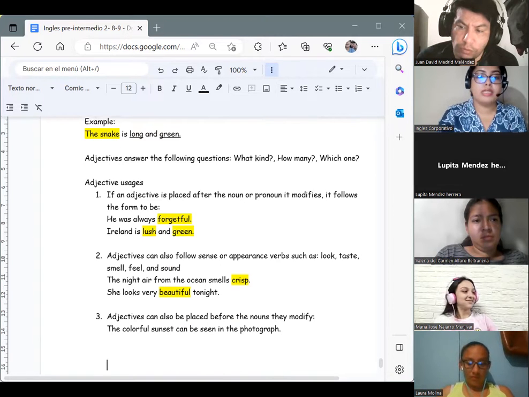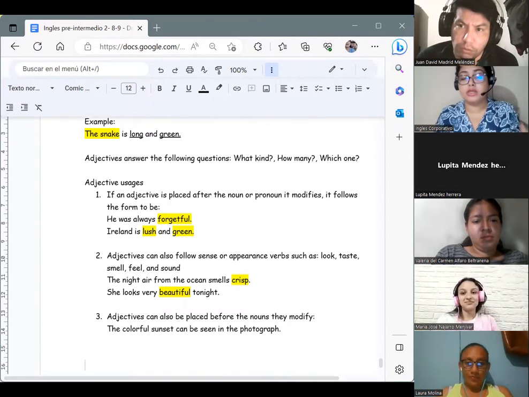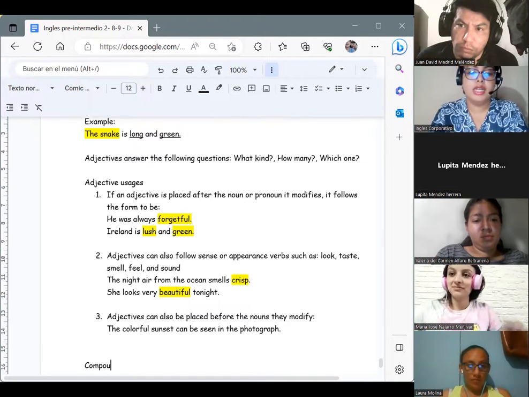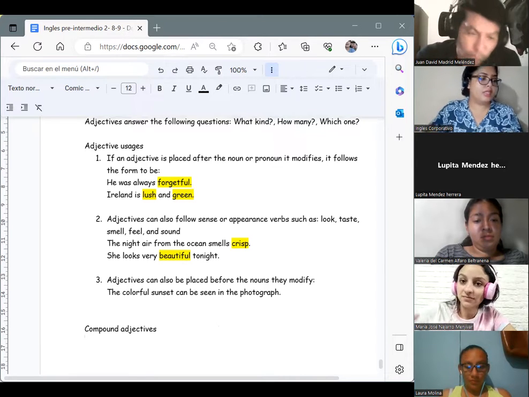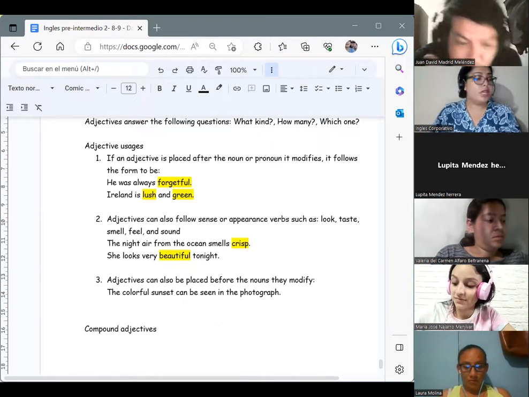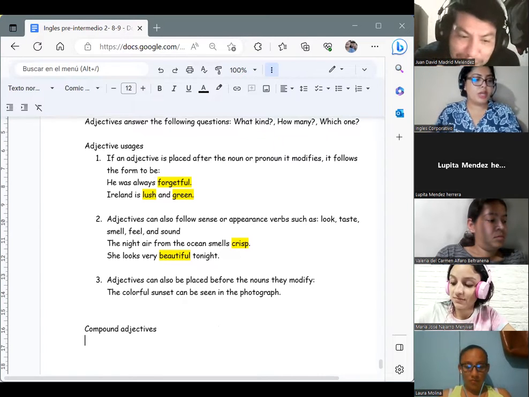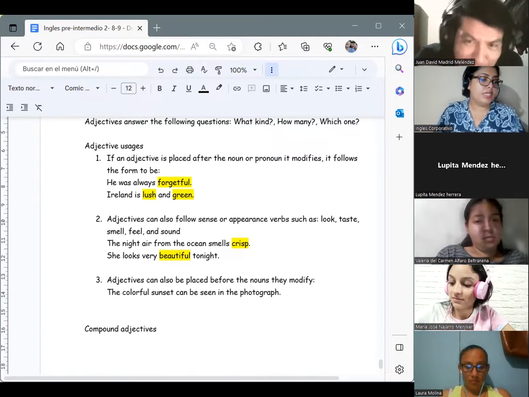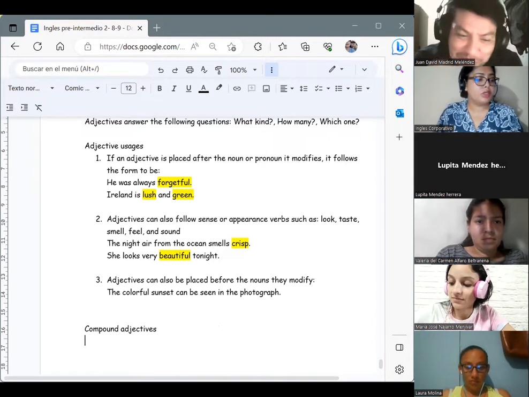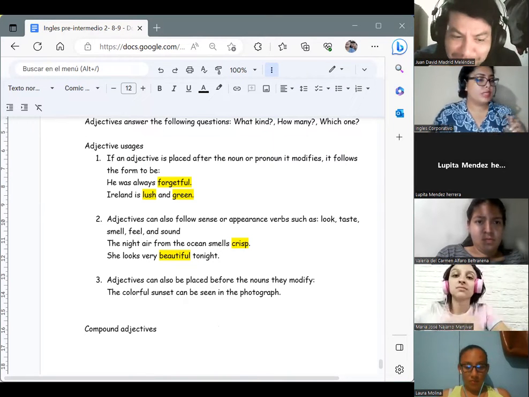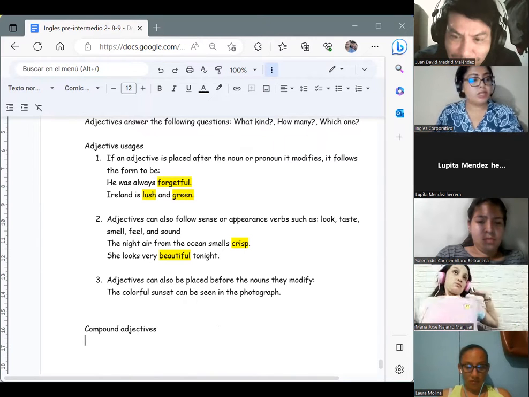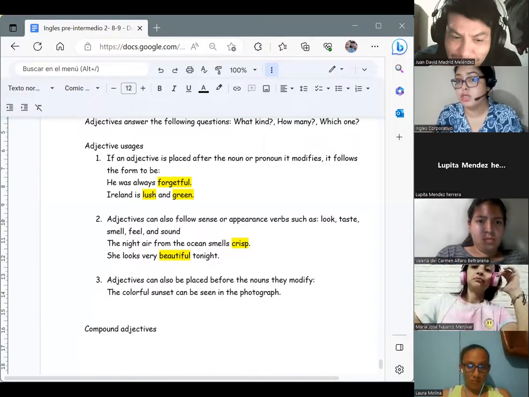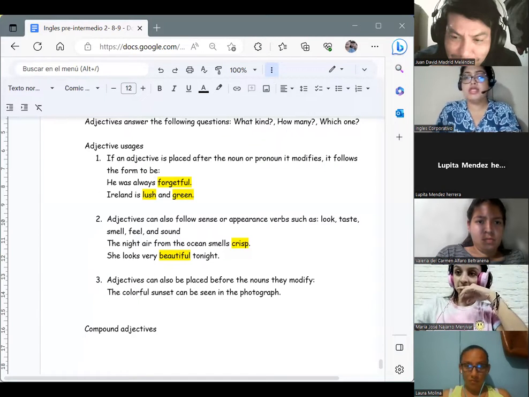Now, we have something that is called compound adjectives. Tenemos otro elemento que se llama adjetivos compuestos, o en inglés, compound adjectives. And this compound adjective is formed when two words are used as one expression to modify the same noun. Estos adjetivos compuestos se forman cuando dos palabras están siendo usadas como una expresión que modifica el mismo nombre. But we are going to see more about the compound adjectives tomorrow because it's time to end the session.